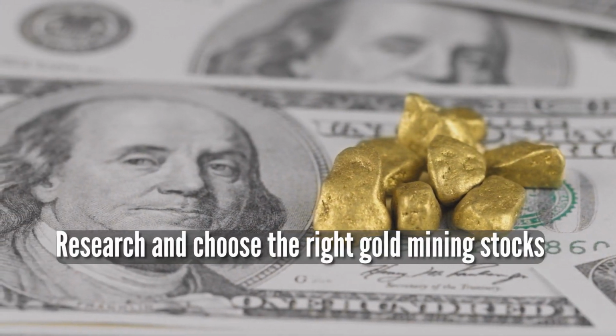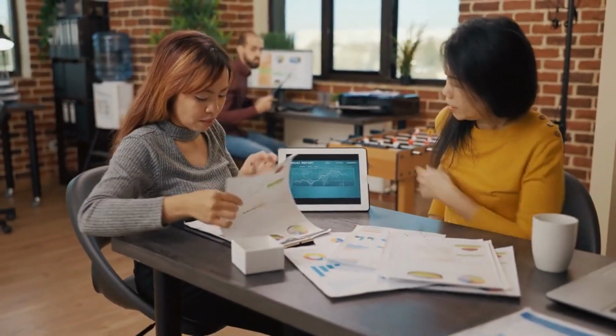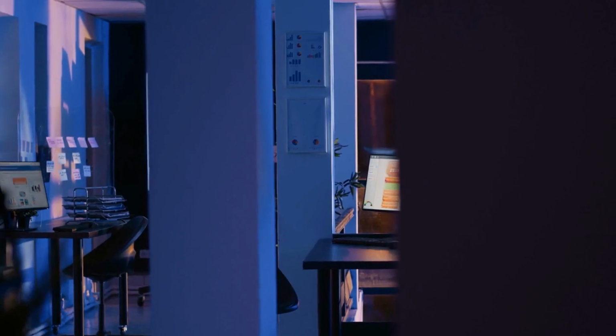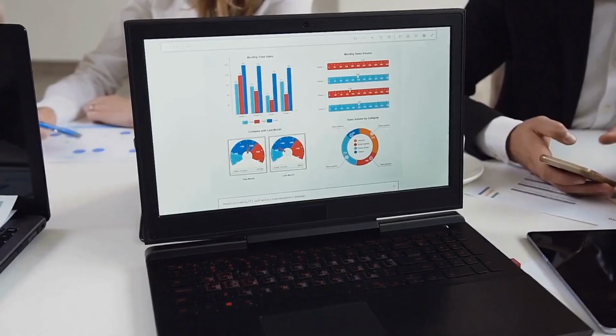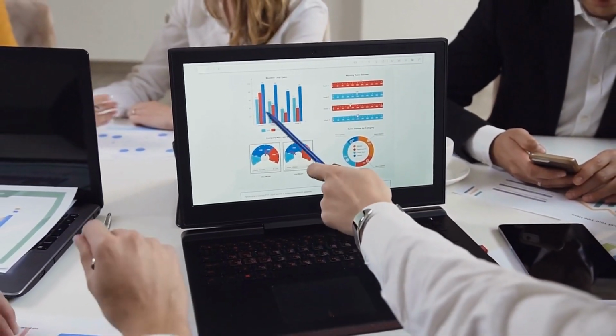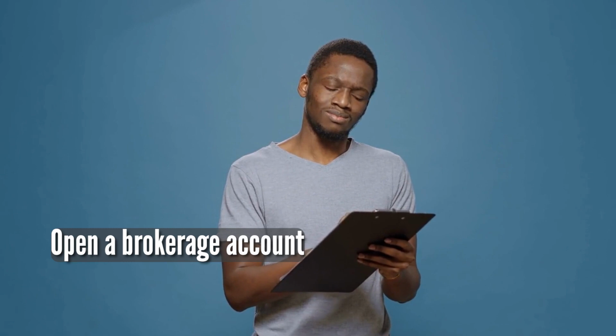Research and choose the right gold mining stocks. The first step in investing in gold mining stocks is to research and select the right stocks for your investment needs. You can use financial websites or professional analysis reports to identify gold mining companies that are financially sound and have strong growth potential. Some of the popular gold mining stocks include Barrick Gold Corp, Newmont Mining, and AngloGold Ashanti. Open a brokerage account.